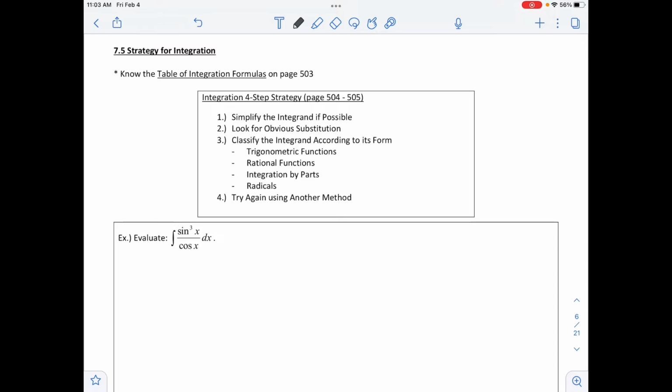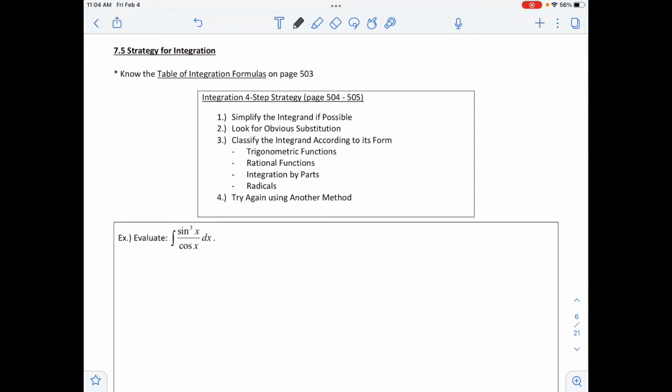You have also received a handout from me with different formulas on it. First thing here says integration 4-step strategies. This is on pages 504 and 505 in our textbook. The first thing is to simplify the integrand if possible. Maybe it's rewriting trig expressions, or factoring, or reducing out a fraction, but some way to simplify it.